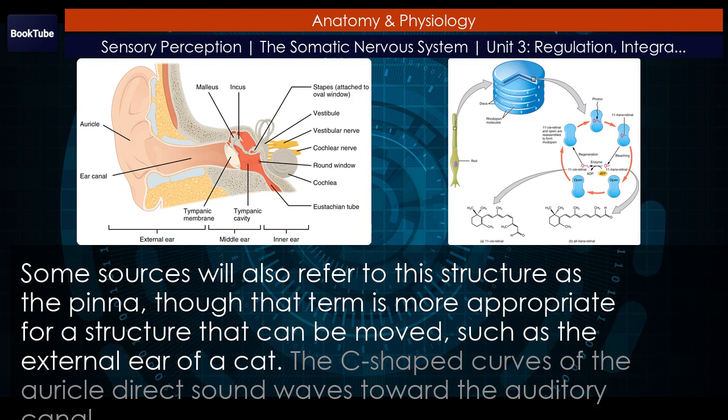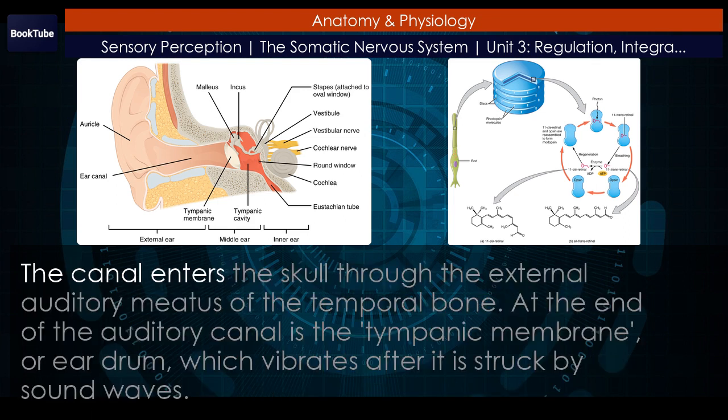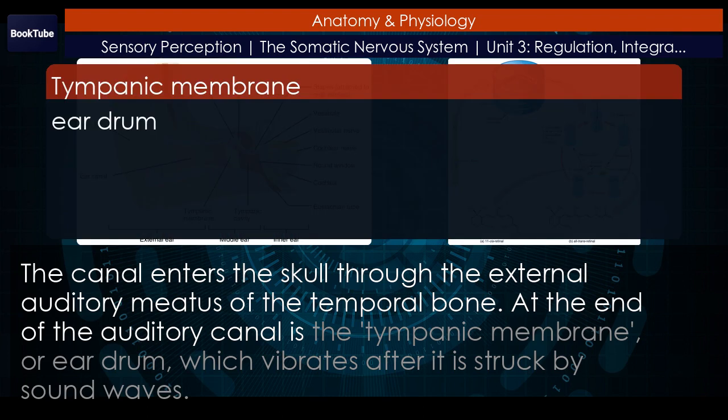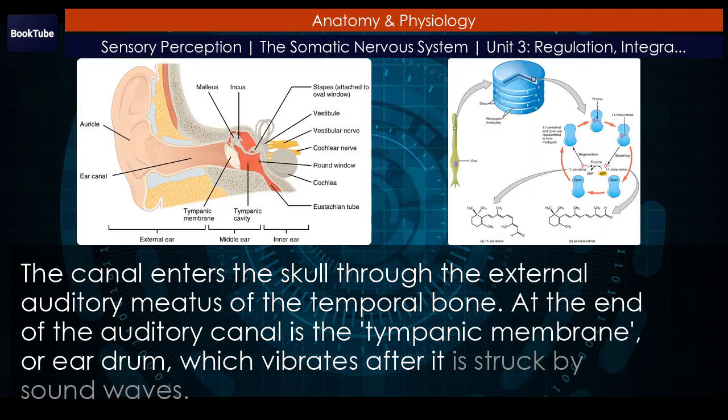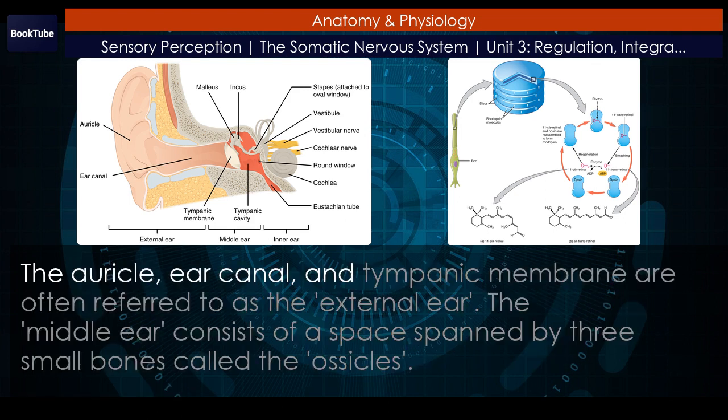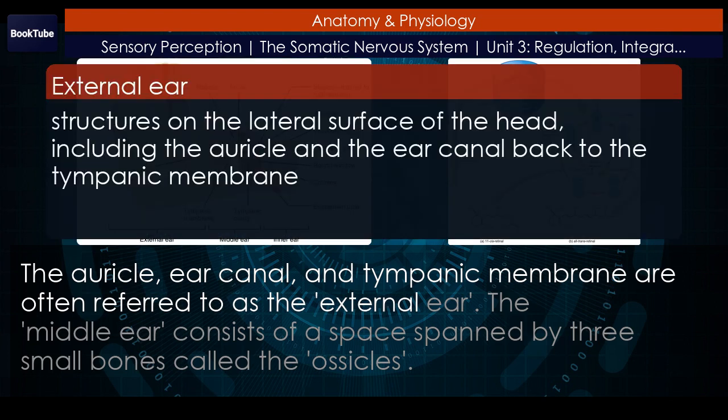The C-shaped curves of the auricle direct sound waves toward the auditory canal. The canal enters the skull through the external auditory meatus of the temporal bone. At the end of the auditory canal is the tympanic membrane, or eardrum, which vibrates after it is struck by sound waves. The auricle, ear canal, and tympanic membrane are often referred to as the external ear.